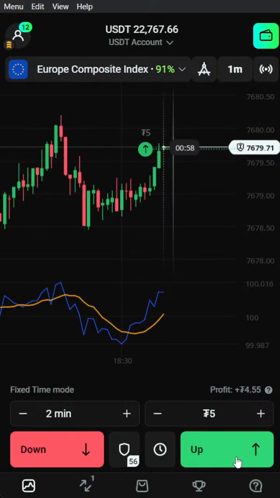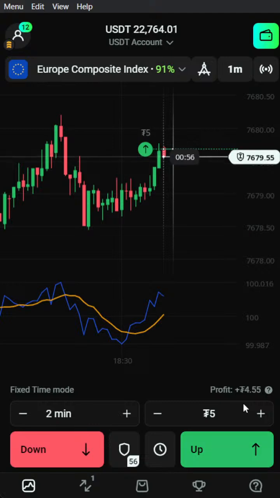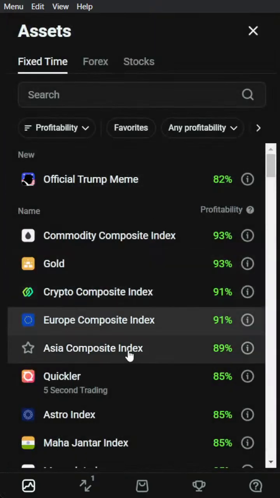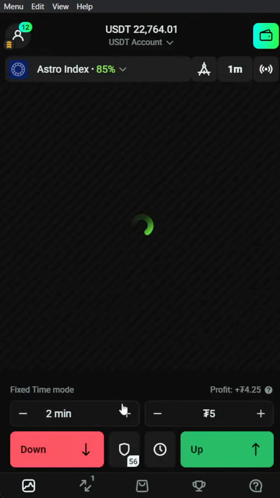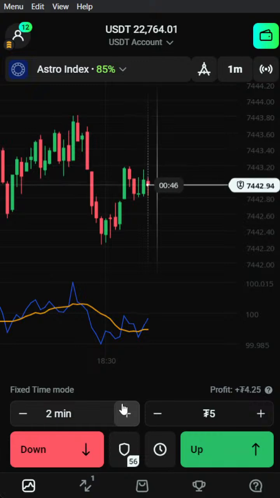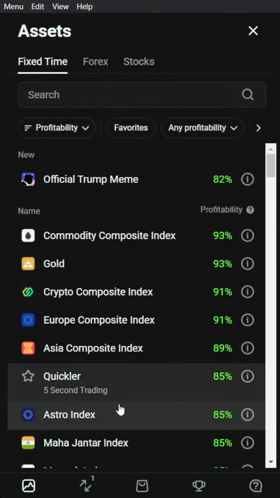Okay, you see there was a crossover. I made an up trade. Now let's see how this one goes. We will come back to this. Let's move to another asset. We do not have any signal in Asia Composite. Let's check Astro Index. No signal in Astro as well.